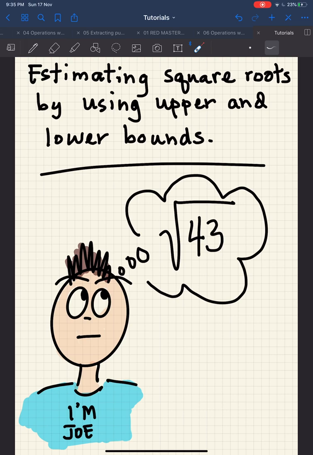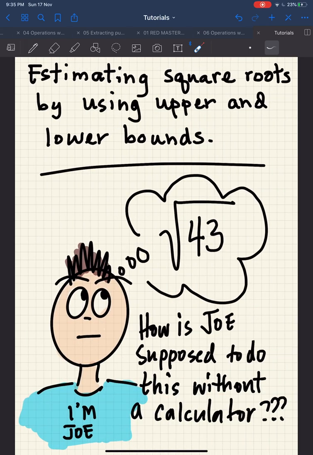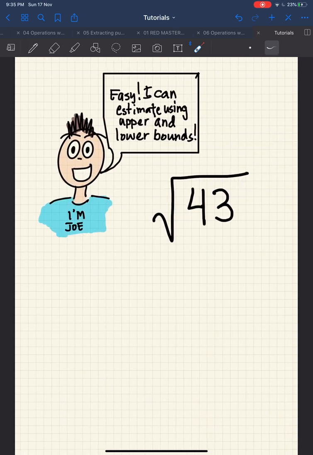Here's Joe. Joe has a problem. I have a problem. What is the square root of 43? How is Joe supposed to do this without a calculator? Easy. I can estimate using upper and lower bounds. Okay, what exactly does Joe mean when he says I can estimate using upper and lower bounds?